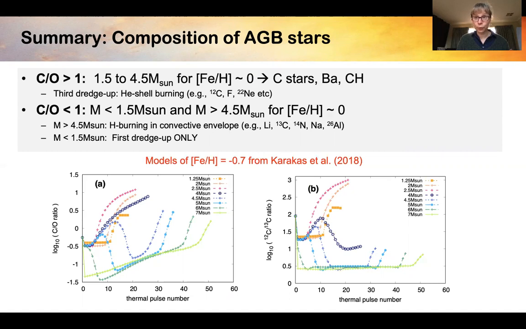Stars greater than about 4.5 solar masses have third dredge-up and hot bottom burning, but hot bottom burning is so efficient that it destroys any carbon that you make. It converts it to nitrogen, and the C/O ratio stays less than 1. So these remain oxygen rich for most of their life. They can become carbon rich, that's a caveat at the very end.